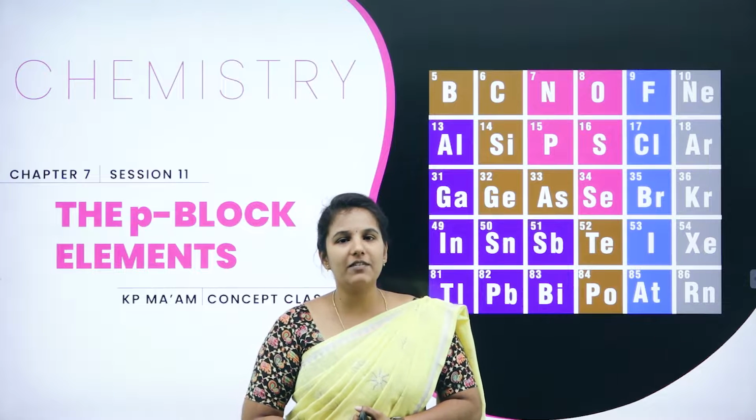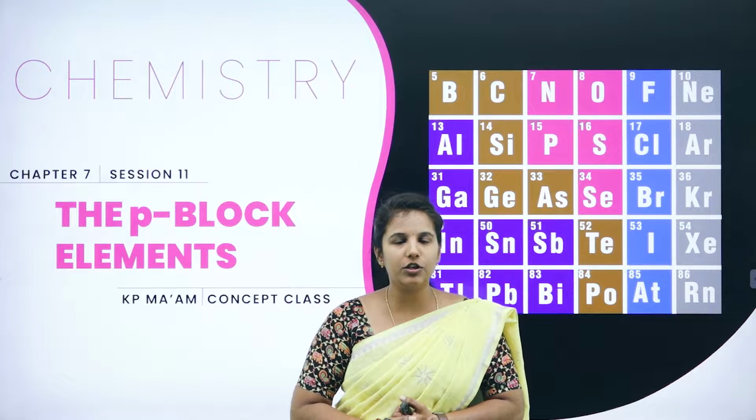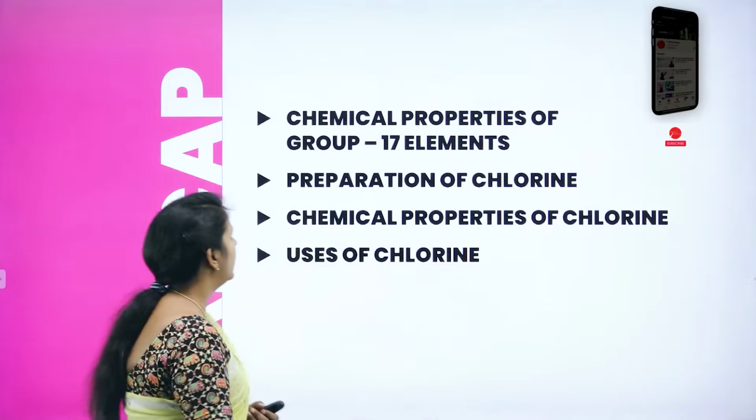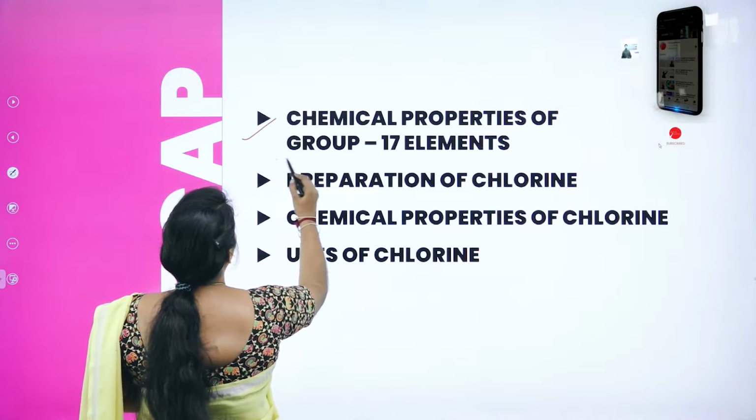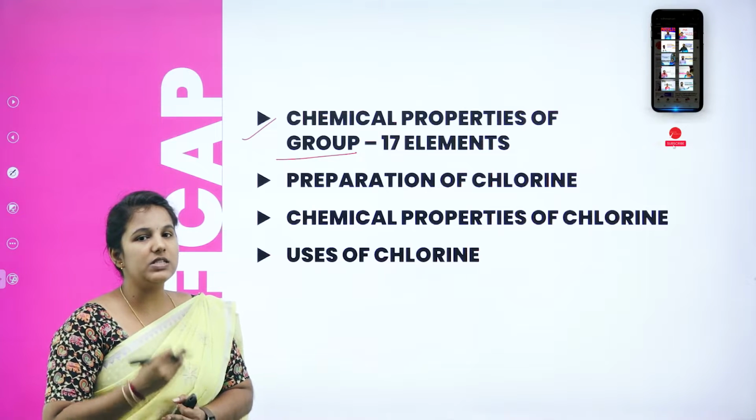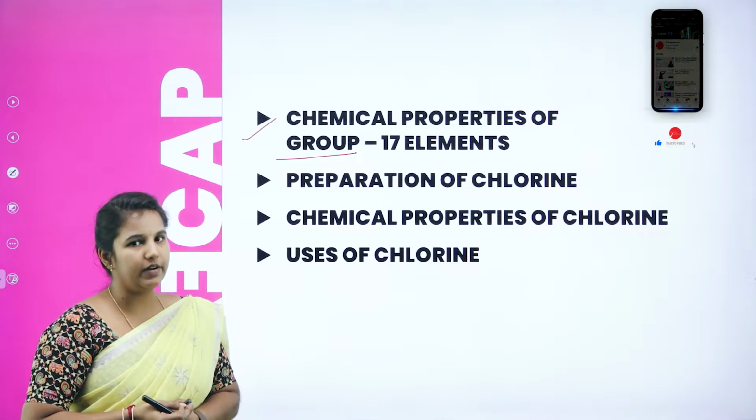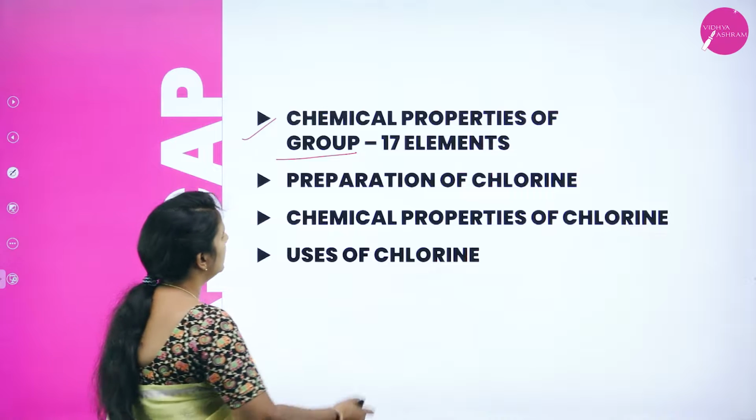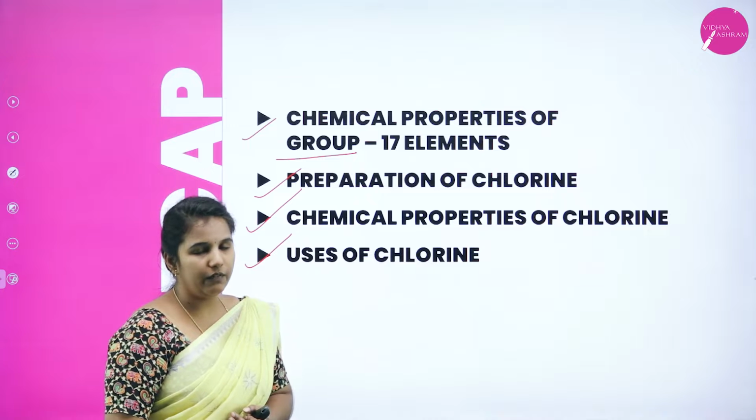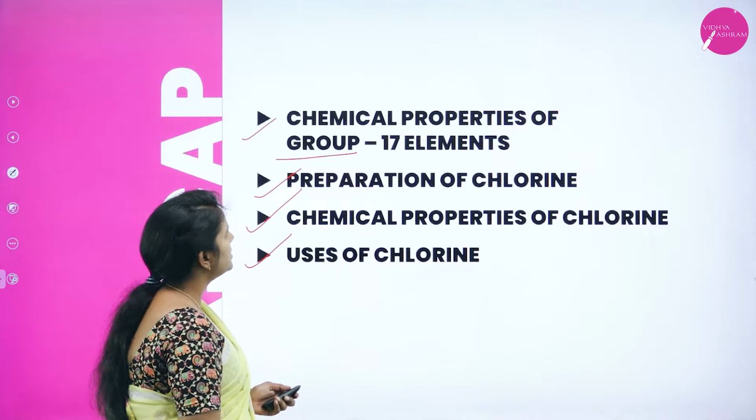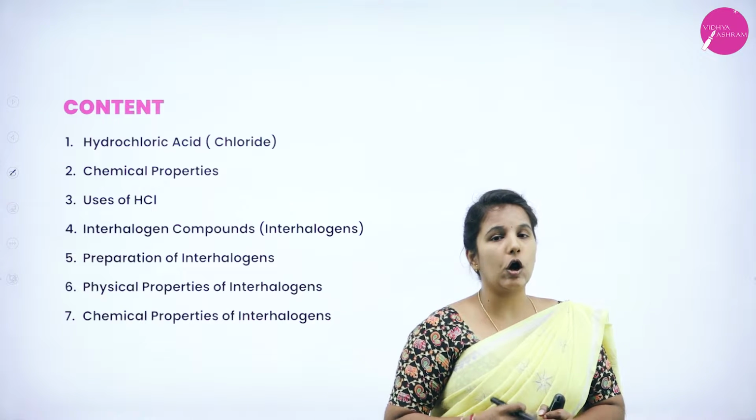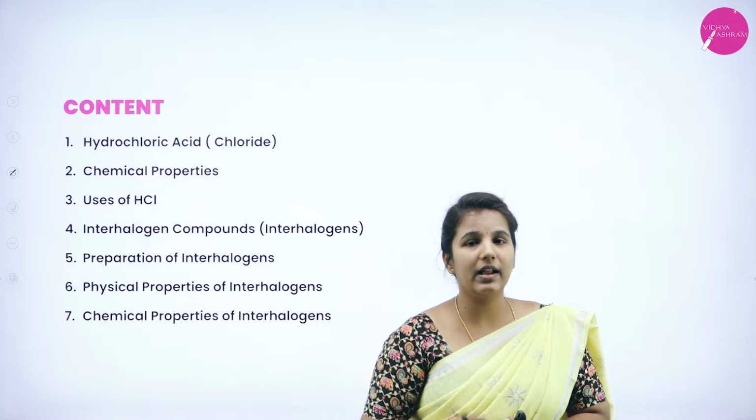My dear students, in our last discussion, we were dealing with a unit called the P block elements. Under this unit, we have discussed the general properties of group 17 elements, the elements belonging to group 17 and their electronic configuration, and the preparation, chemical properties and uses of chlorine. In addition, we also discussed the electronic configurations of the entire group 17 elements.